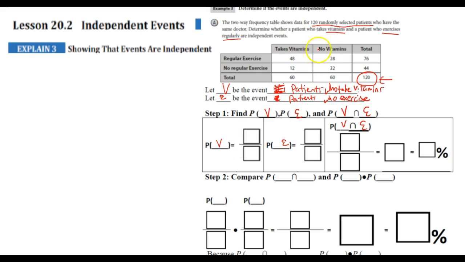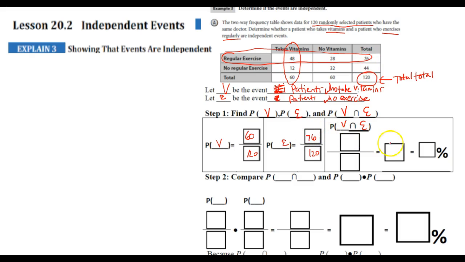So for patients who take vitamins, out of 120 patients, how many take vitamins? 60. About half, right? Out of 120 patients here, which is our total, I call it total because it's where the total and total cross. How many exercise total? 76 or 44?